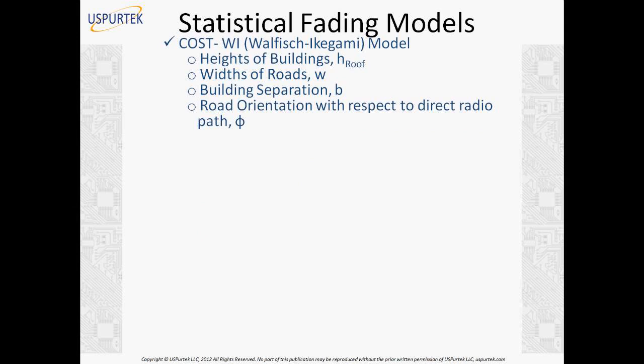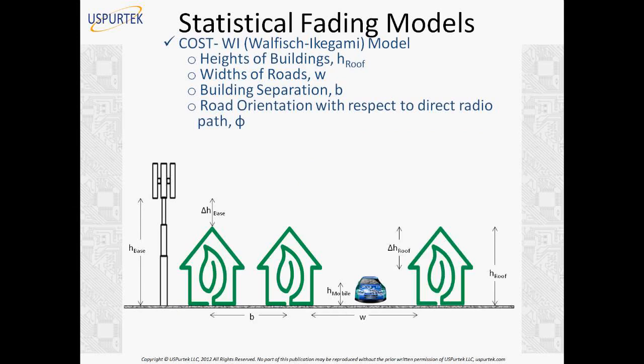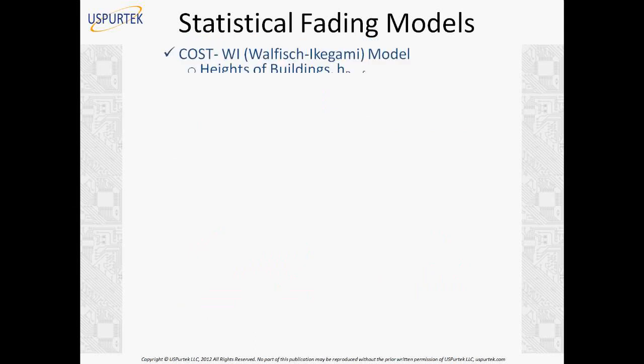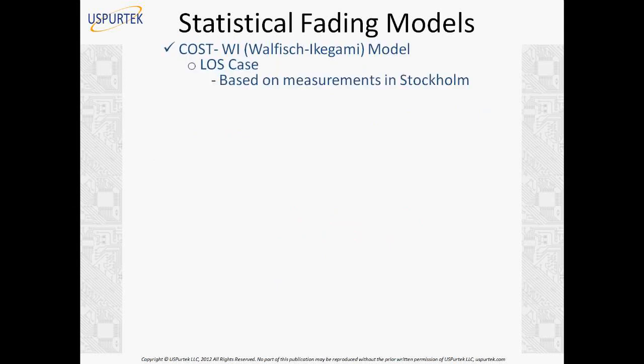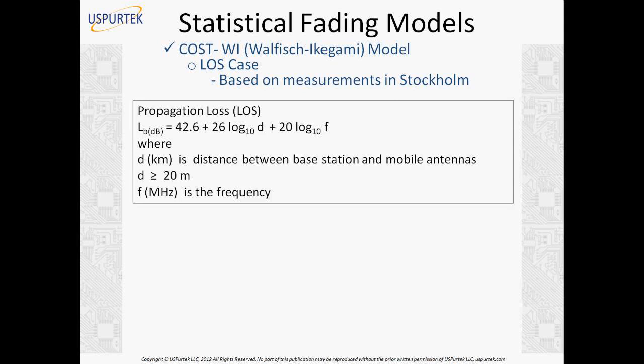So, the COST Y model. This illustration explains how we use different parameters here. We have heights of buildings, H roof, widths of roads, W, building separation, B, and road orientation with respect to the direct path. A mobile user will have the radio signal coming from the cell tower at a certain angle, so that angle is also considered in this model. So much more detail here, much more refined. That's what will make it more of practical use.